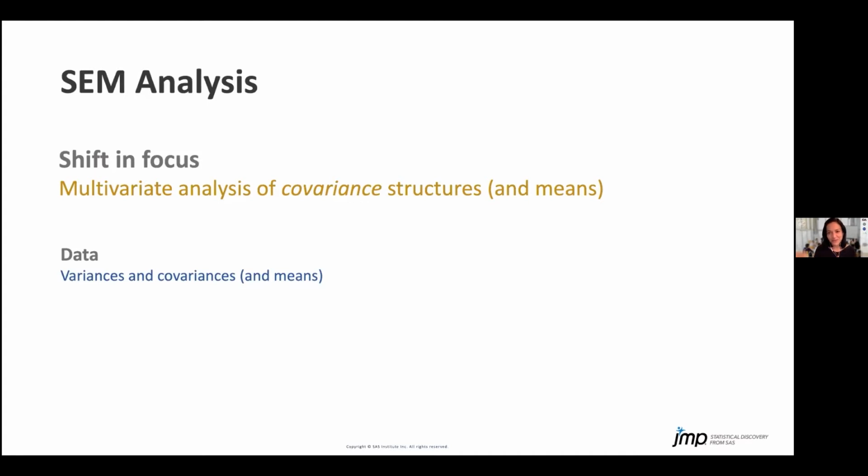And the thing about SEM is that it really is a multivariate analysis of covariance structures. And it's also of means, but I put that in parentheses because we don't get a chance to talk about means today. But it is a multivariate analysis of covariance structures. And once we think of that, we realize that it has implications for what is really the data that we're analyzing. Okay, we're analyzing variances and covariances.